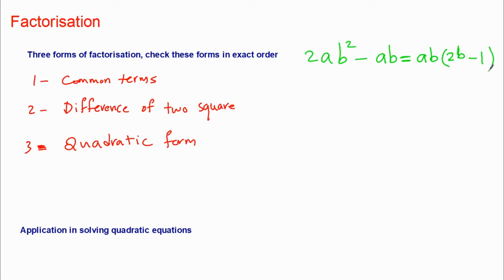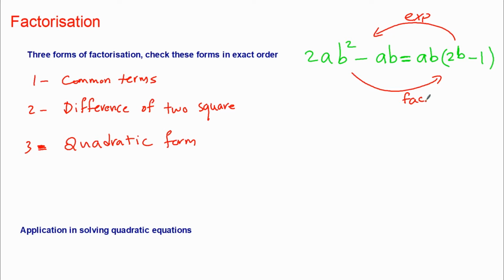And as you can see, factorization is completely opposite of expansion. In expansion of a term, we go from this side to that side. In factorization, we go from the left to right. Now we come to difference of two squares. So that was an example for common terms.